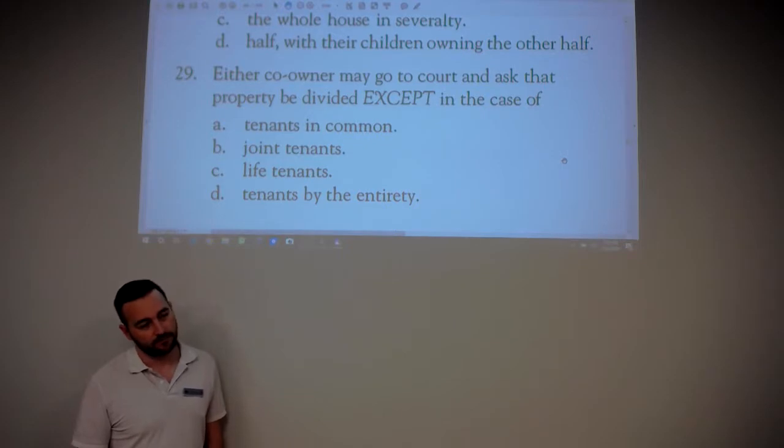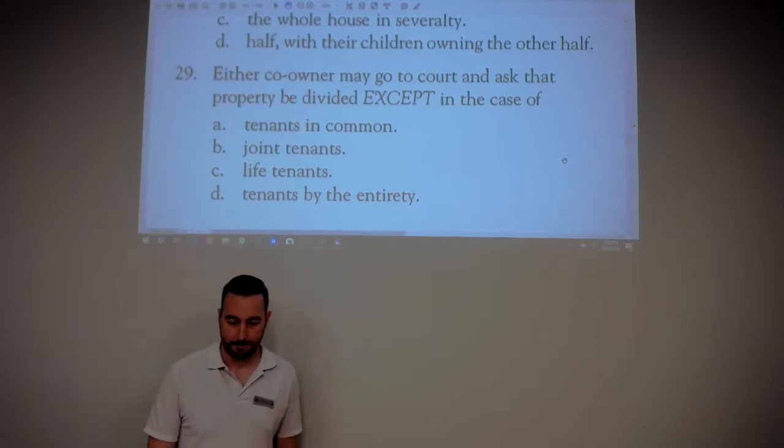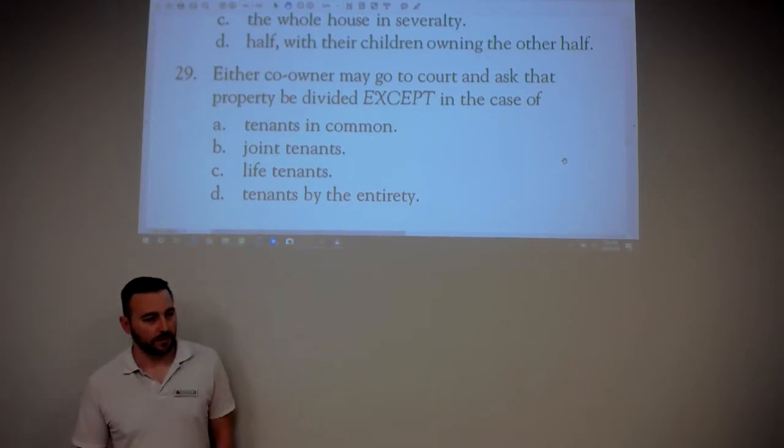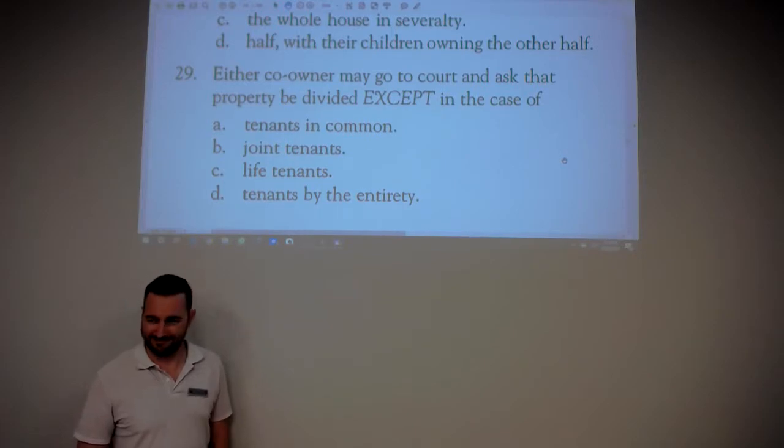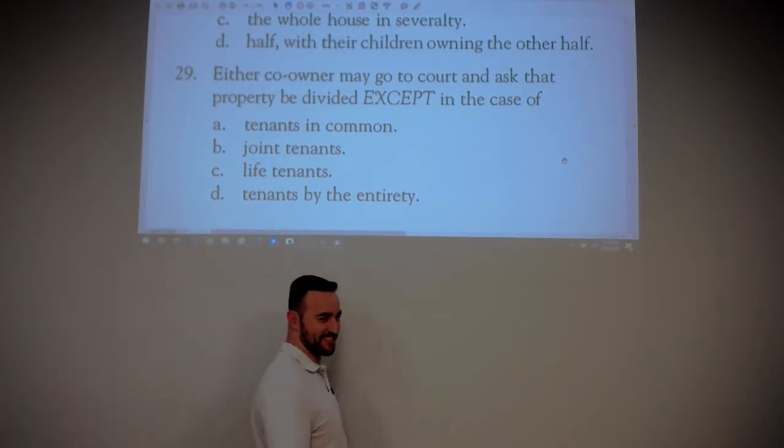What is a tenant by entirety again? Husband and wife purchasing property together while married. Automatically, tenants by entirety. And tenants in common is like, me and you, are we married? Landlord and tenant? Are we married? No.